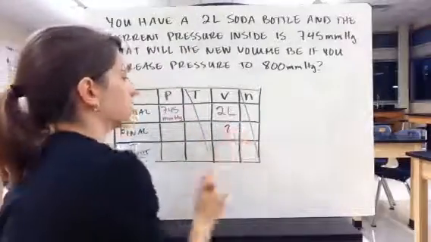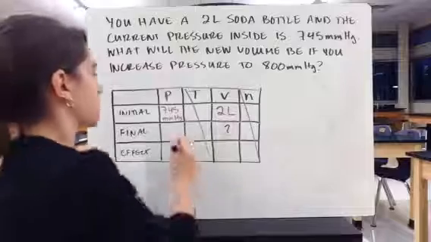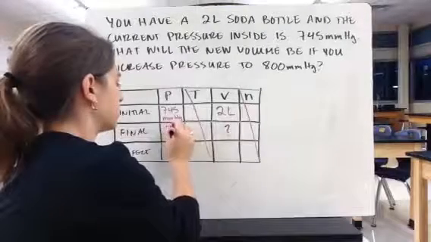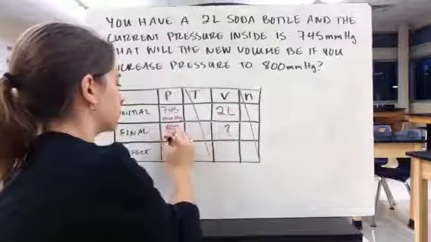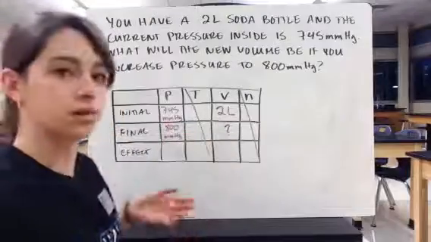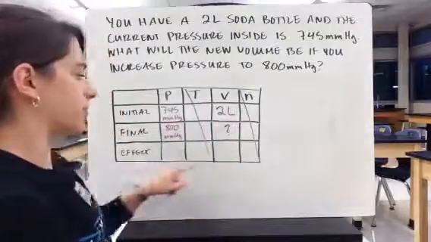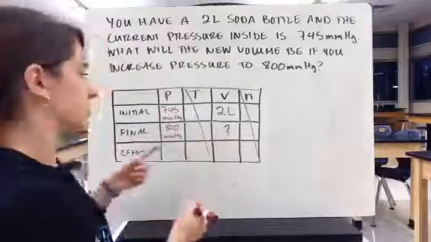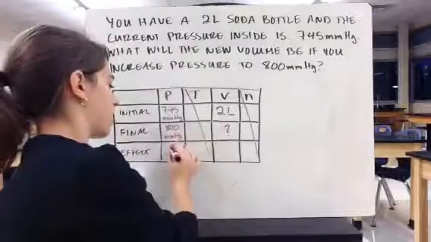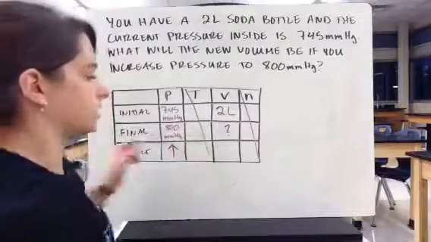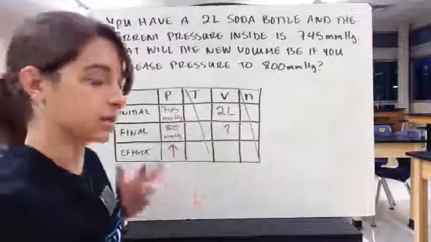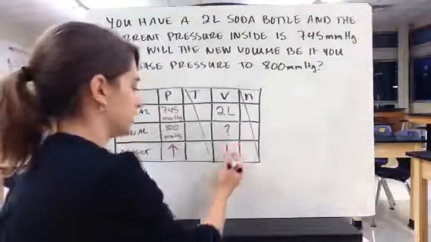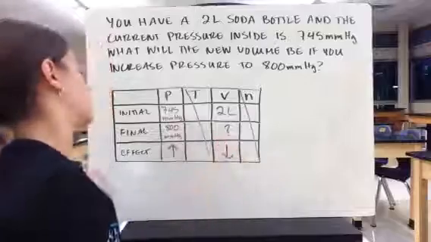What will the new volume be? That's what we're looking for, if you increase the pressure to 800 millimeters of mercury. So we filled in our numbers. Now we have to do our predictions. We have to look at our effects. So what's our pressure doing? Our pressure is going up. And so what's our volume going to do? Our volume's going to go down, because if pressure goes up, volume goes down.